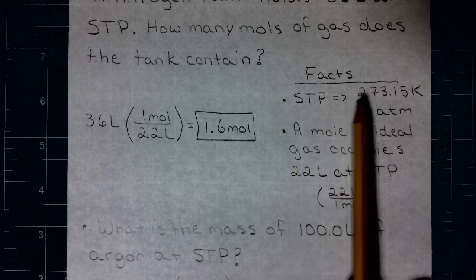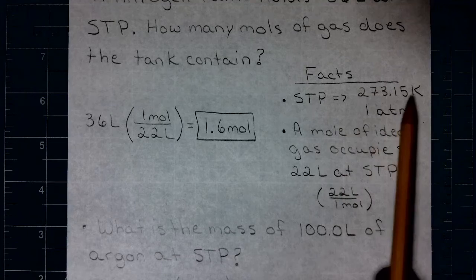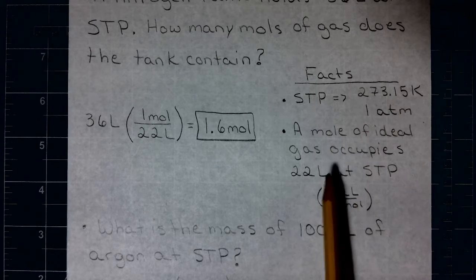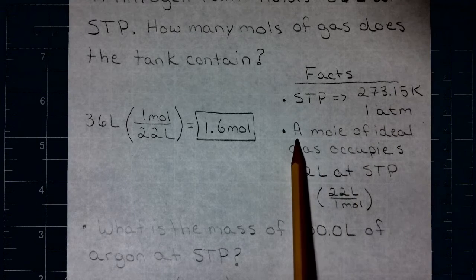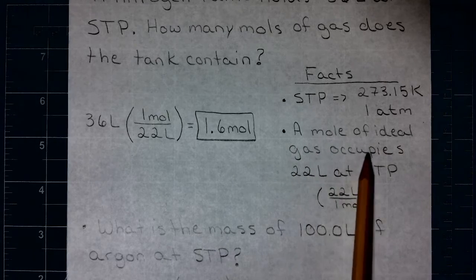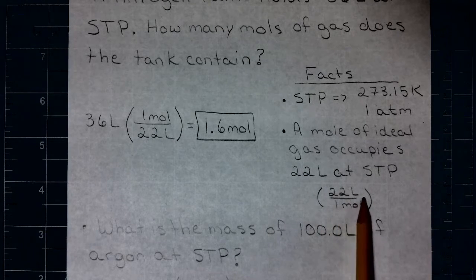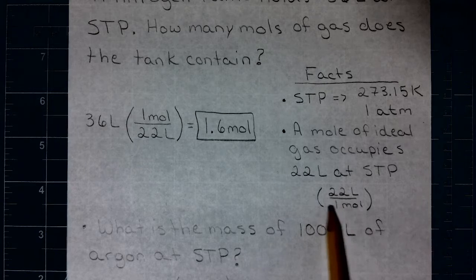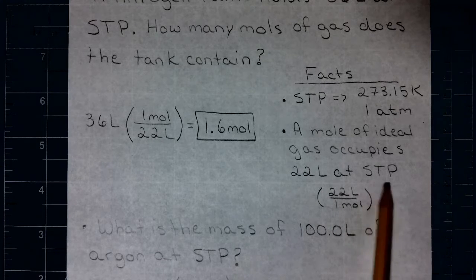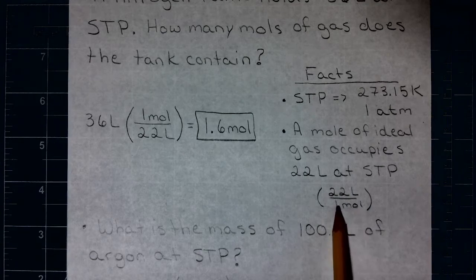First, we have that STP is 273.15 Kelvin, so 0 degrees Celsius, and 1 atmosphere. The second fact is that a mole of ideal gas occupies 22 liters at STP. And so we have this conversion factor here that when we're talking at STP, and only at STP, we can say that there's 22 liters of gas for every 1 mole.